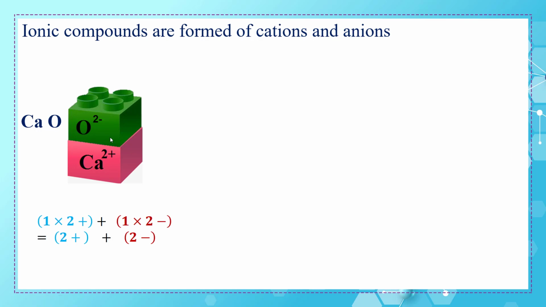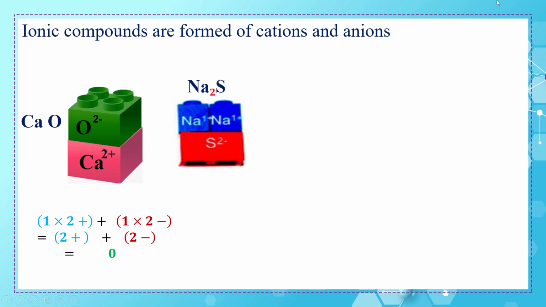If I want to calculate the total charge of them, let us start with calcium. We have 1 calcium ion multiplied by its charge, 2+. And at the opposite side, we have 1 oxide ion multiplied by its charge, 2-. So here I have 2+ and 2-. The answer is 0. So this ionic compound has a 0 charge.